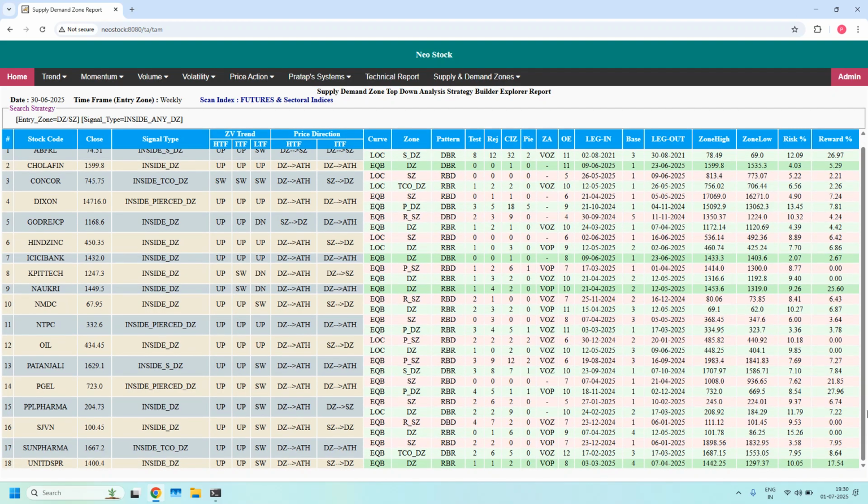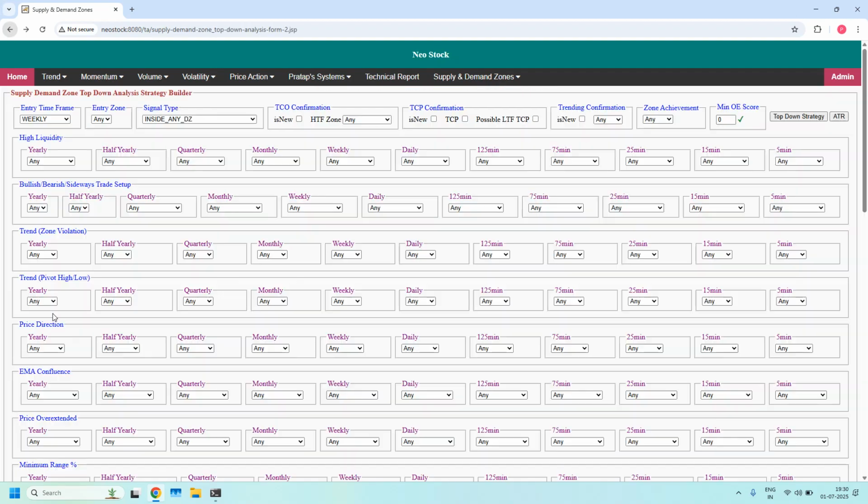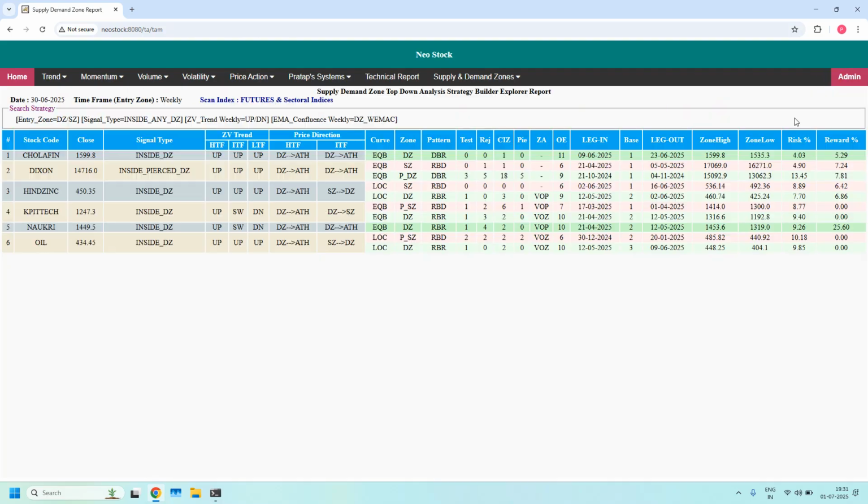Out of these 18, how many are having EMA Confluence with the weekly demand zones? Let's filter. Weekly time frame, weekly demand zone having weekly EMA. At the same time, the trend on the weekly should not be sideways. It can be up or down. We got 6 stocks. These 6 weekly demand zones are having weekly EMA.